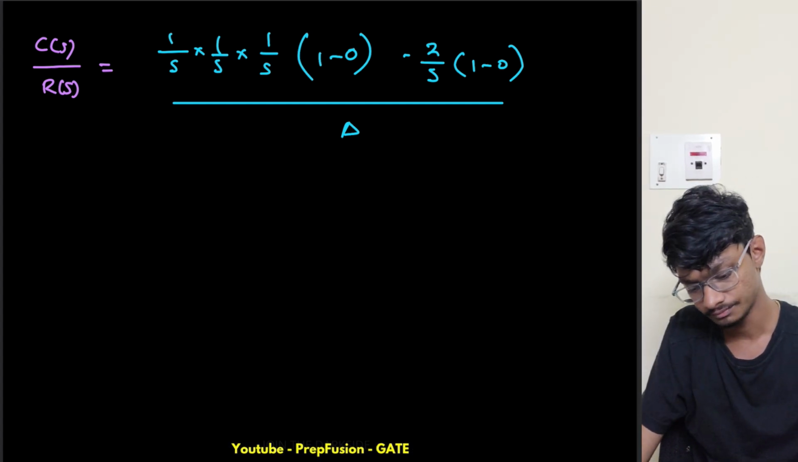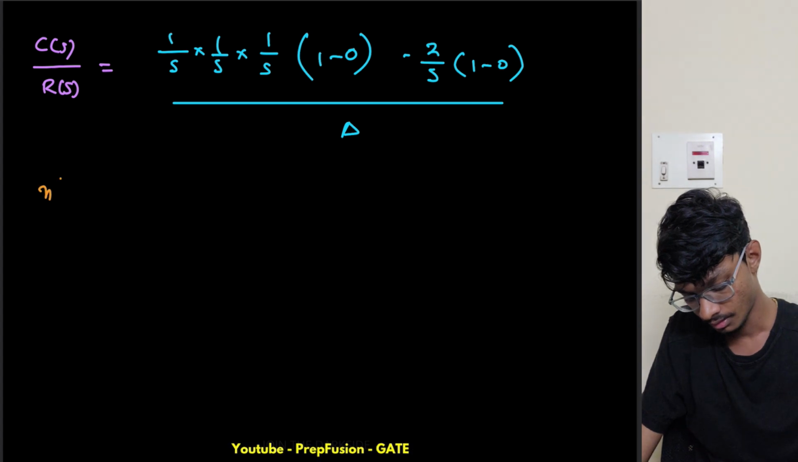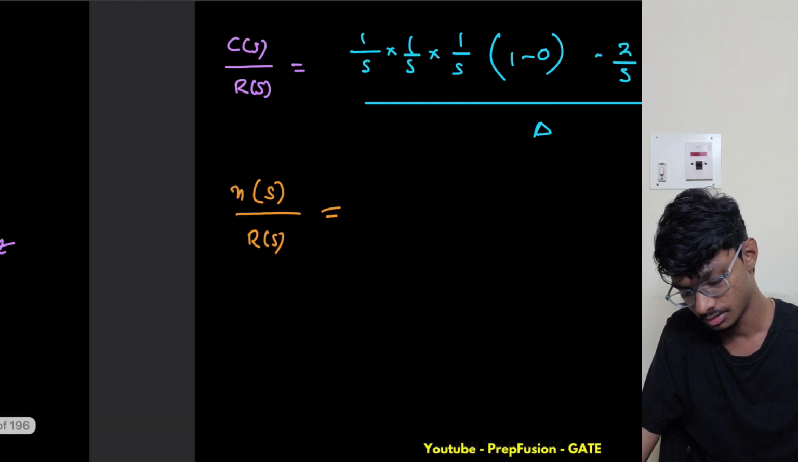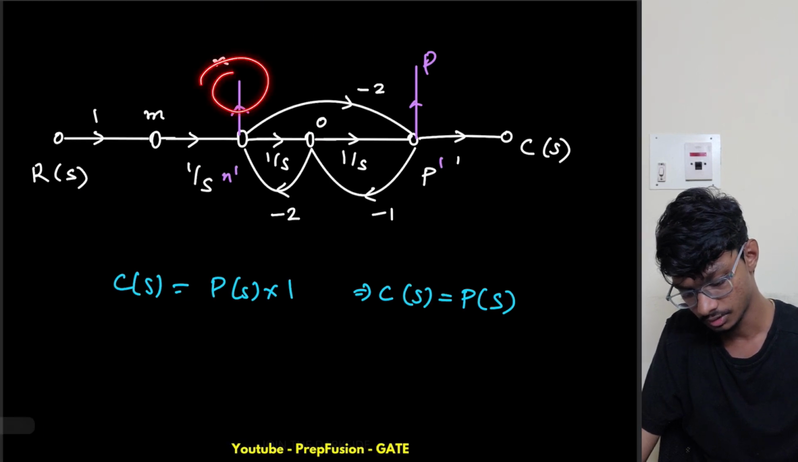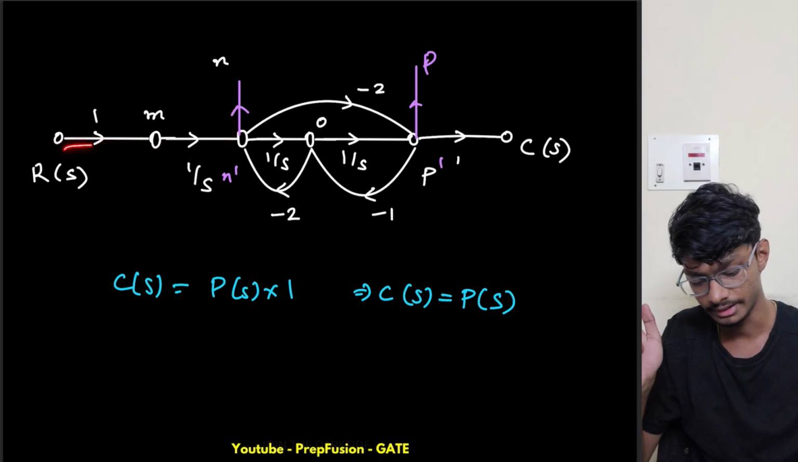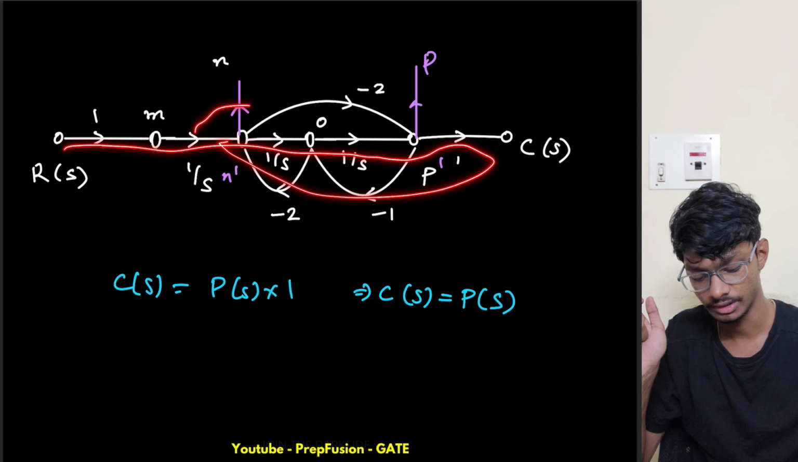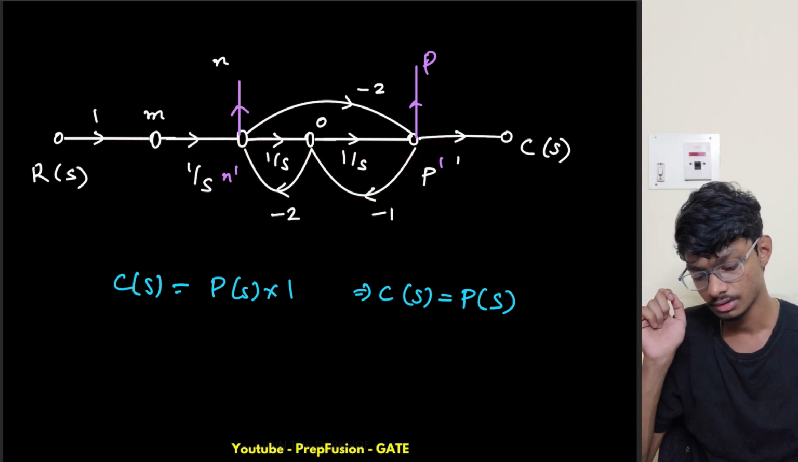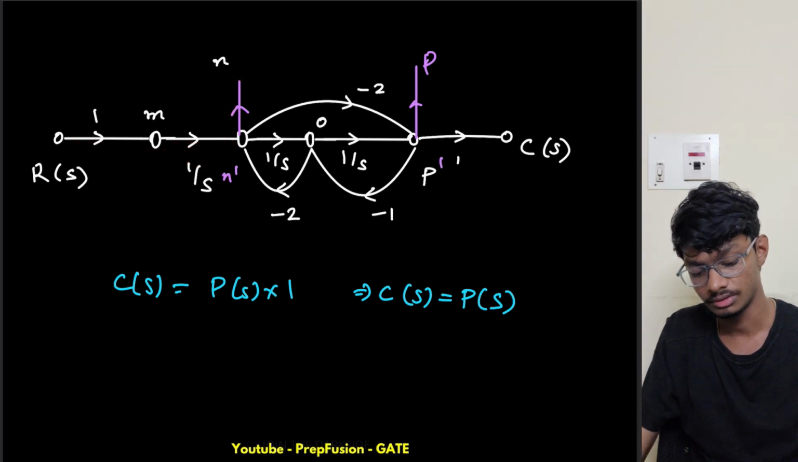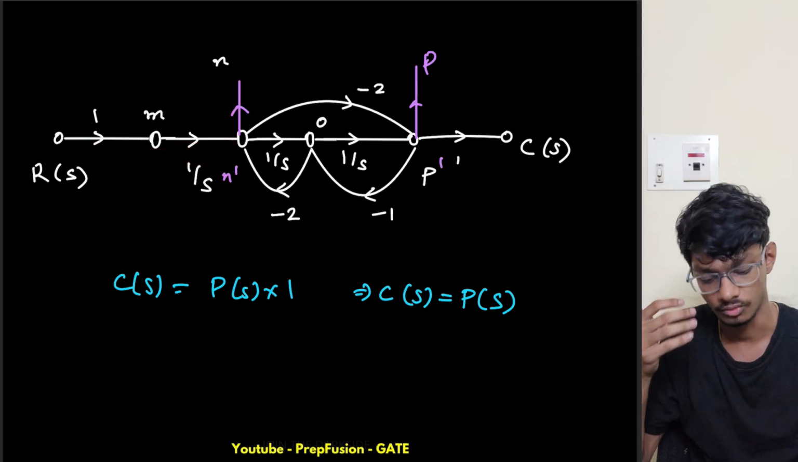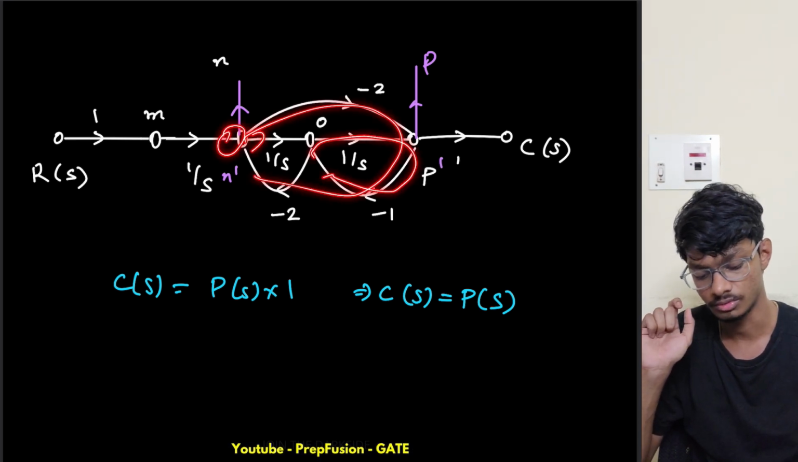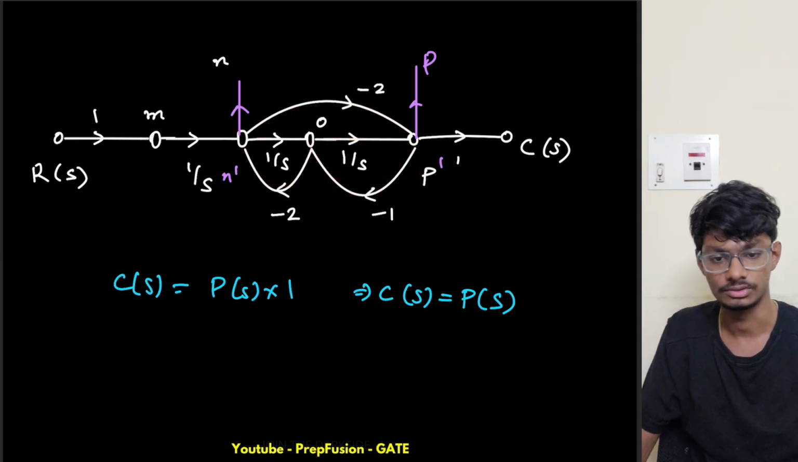Now what is N of s upon R of s? So N is here only, and R is here. If I go from here to here, we have only one forward path. I can't go here and come back, because again this node will be repeated. So only one forward path, that is 1 by s. Now are there any loops? Yes, this time there are isolated loops. This one is an isolated loop, but these and these are all common to here. So this loop is the only isolated loop.